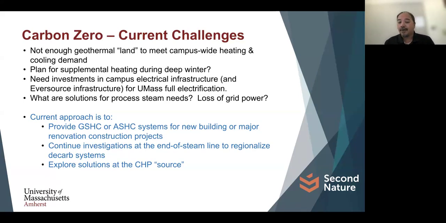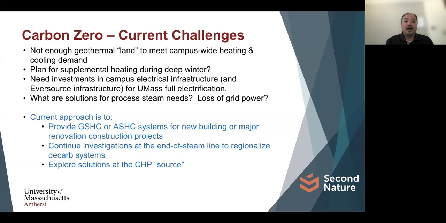And then the third point is that we shifted some focus and more effort into exploring solutions at our steam source, right? So looking at our combined heating and power plant, which is on our west side of campus, and really looking at how can we turn the turbine other than burning fossil fuels, or how can we kind of supplement the system there using carbon neutral or carbon zero type of techniques, whether they exist now or they will in the future.